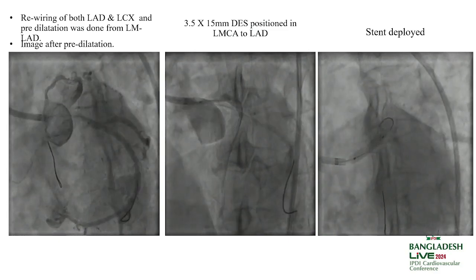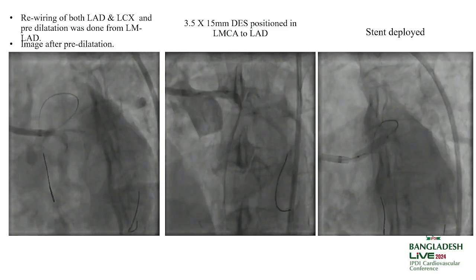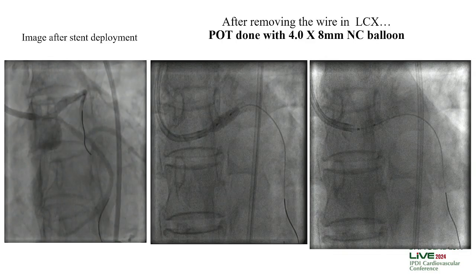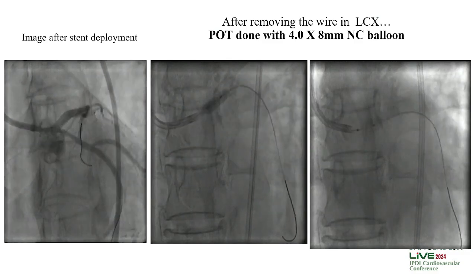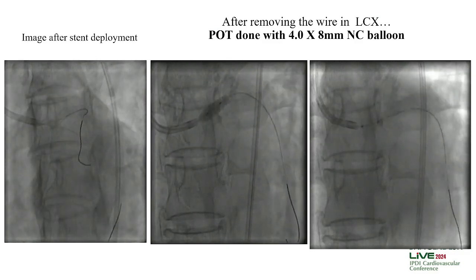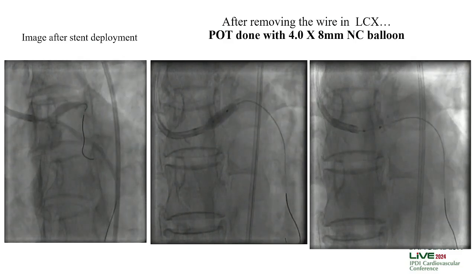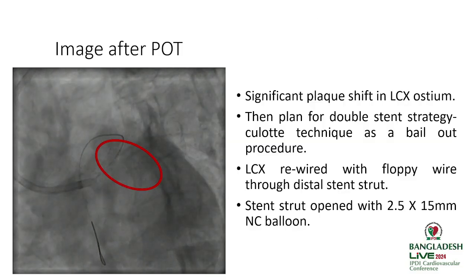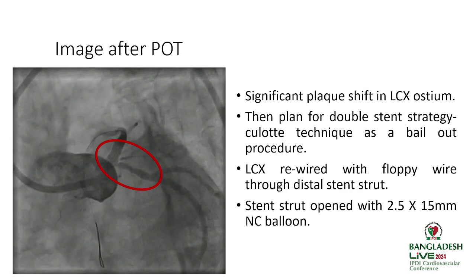to LAD, covering the ostia of the left main. Stent is deployed. In the image after stenting, you can see that there is some pinching of the ostial LCX, and the patient was having chest pain on the table. I removed the wire in the LCX and did the POT with a 4 into 8 millimeter NC balloon. In the image after the POT, there is significant plaque shifting into the LCX ostium.